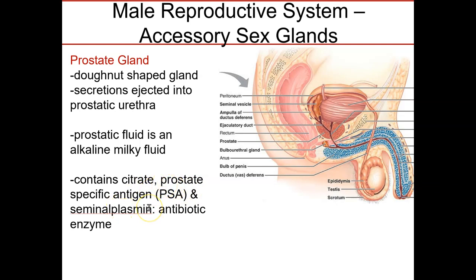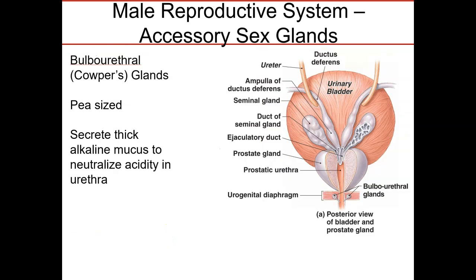And then seminal plasmin, which is basically an antibiotic enzyme. So another reason why males have fewer UTIs is they have this seminal plasmin and they have citrate in the semen. Now the last one is this little tiny one called the bulbourethral or Cowper's glands.